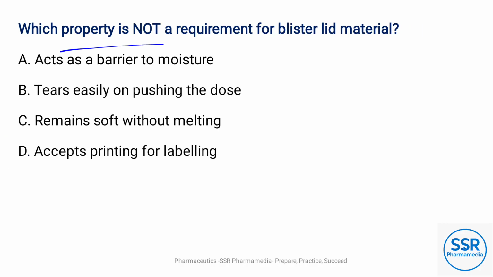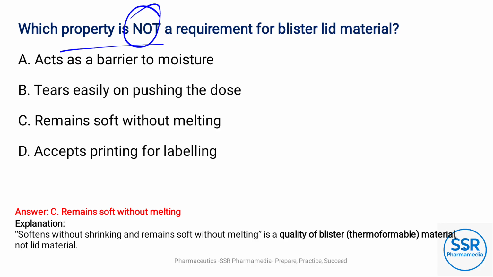Which property is not a requirement for blister lid material? So option C is the answer, remain soft without melting. Soften without shrinking and remain soft without melting is a quality of lid material, not a blister material. So, not a requirement for lid material.